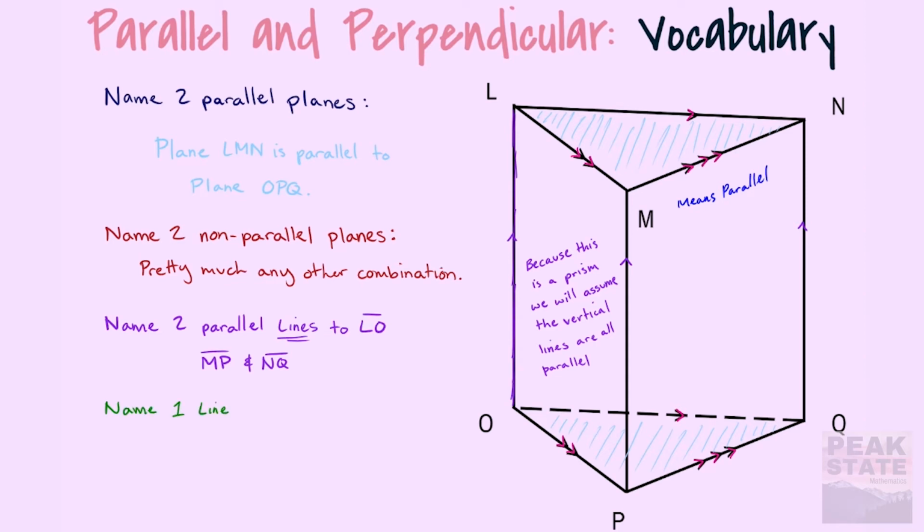Last piece here, we're going to name one line that is parallel to PQ. And again, we'll go back to those little arrows on the lines that symbolize things are parallel. So one matches with one, two with two, three with three. So we know that line MN is parallel to PQ.